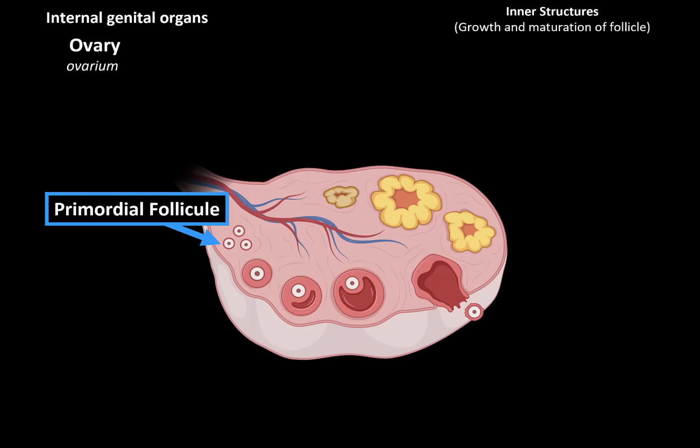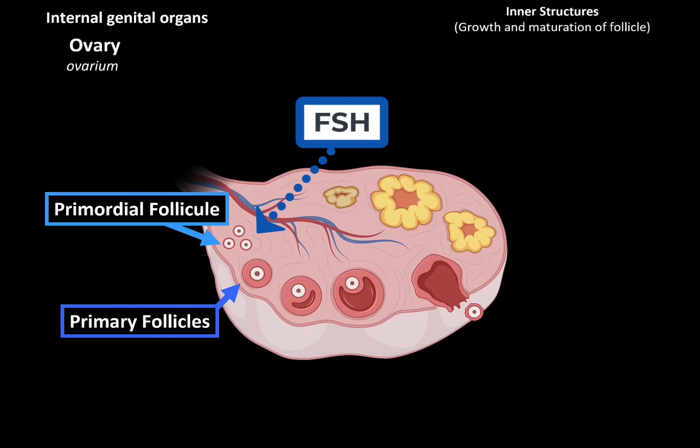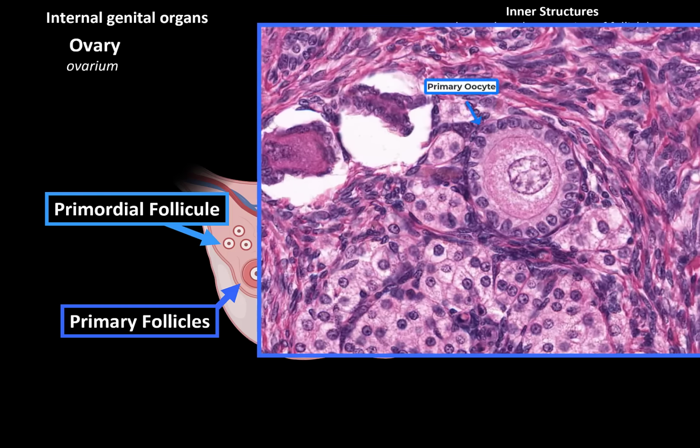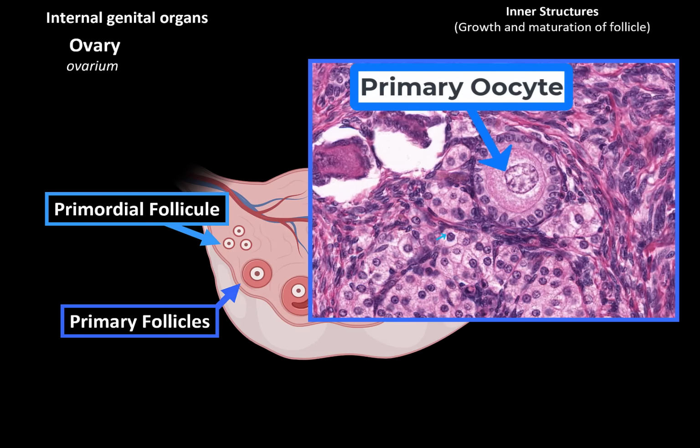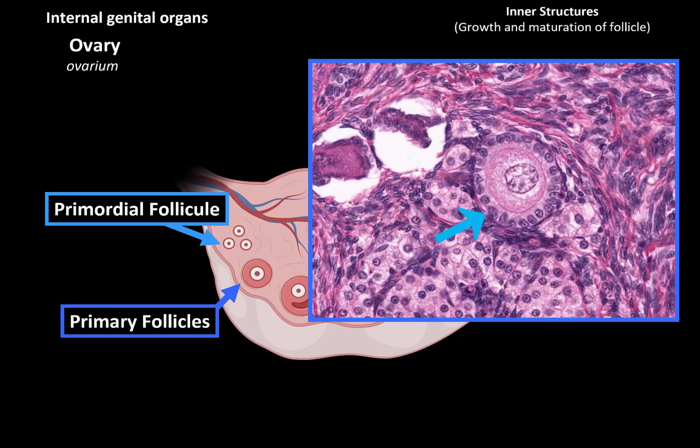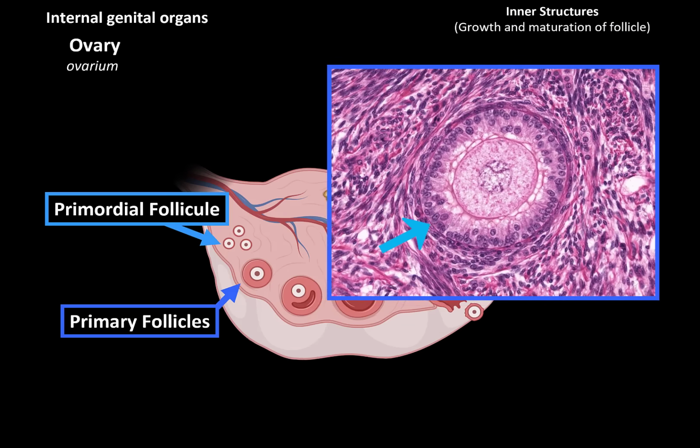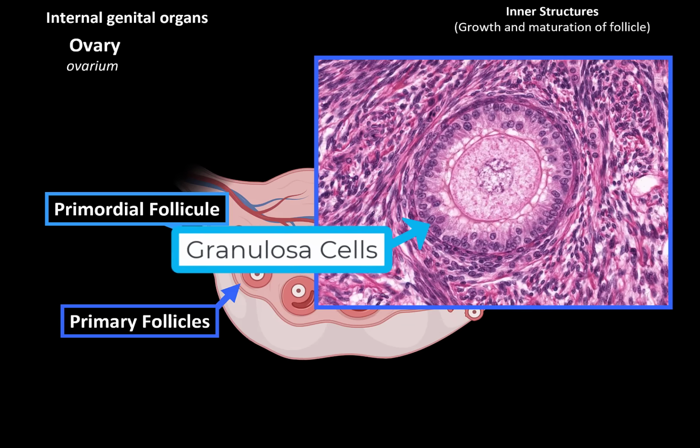Once the female actually enters puberty, follicle stimulating hormone, or FSH, will stimulate a small number of these primordial follicles to mature. So FSH is going to cause some of these primordial follicles to wake up and become primary follicles. It still contains the primary oocyte, but the squamous epithelium is now cuboidal epithelium. So the follicular cells are now cuboidal cells, so the follicle is growing. Now, these follicular cells will keep dividing by mitosis and form granulosa cells.